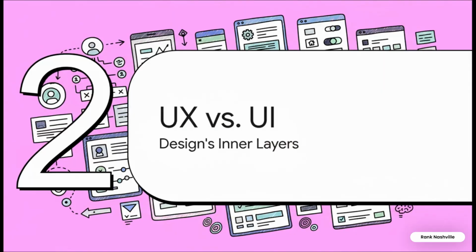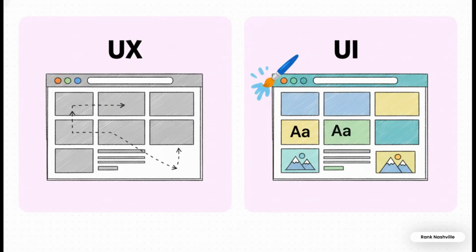Okay, so we've got designers and developers sorted out, but now let's peel back another layer and dive into the world of design itself, because there's another really common point of confusion here, and that's the difference between UX and UI. Here's probably the easiest way to think about it. UX, or user experience, is the underlying strategy. It's the structure and the flow of the entire user journey. UI, or user interface, is the visual part. It's the polish and the presentation that sits on top of that structure.